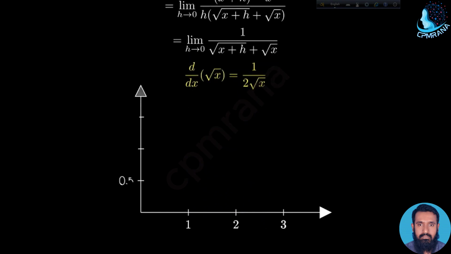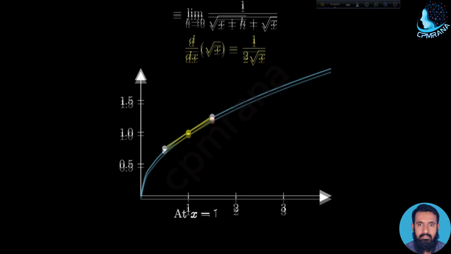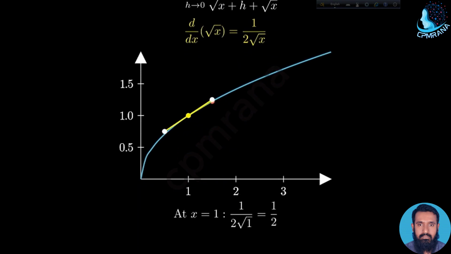We can verify this result by checking that this derivative gives us the correct slope at any point on our graph. For example, at x equals 1, our derivative formula gives us a slope of 1/2, which matches the slope of the tangent line we drew earlier.